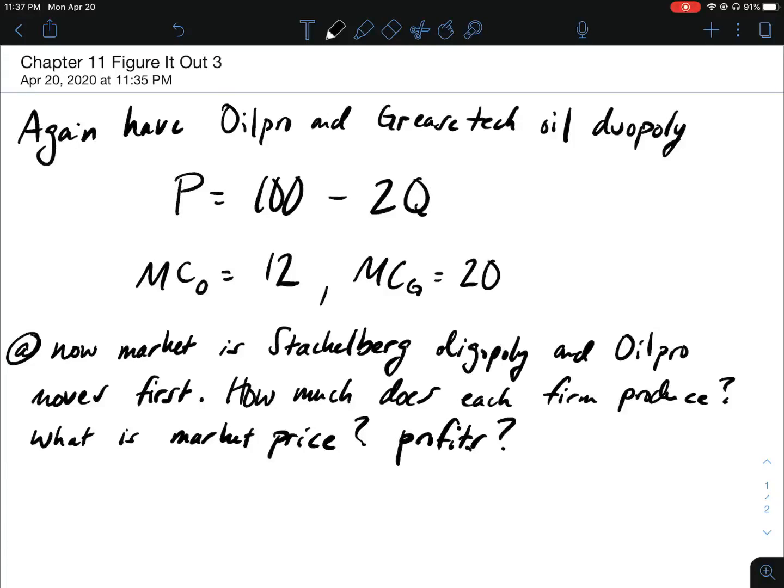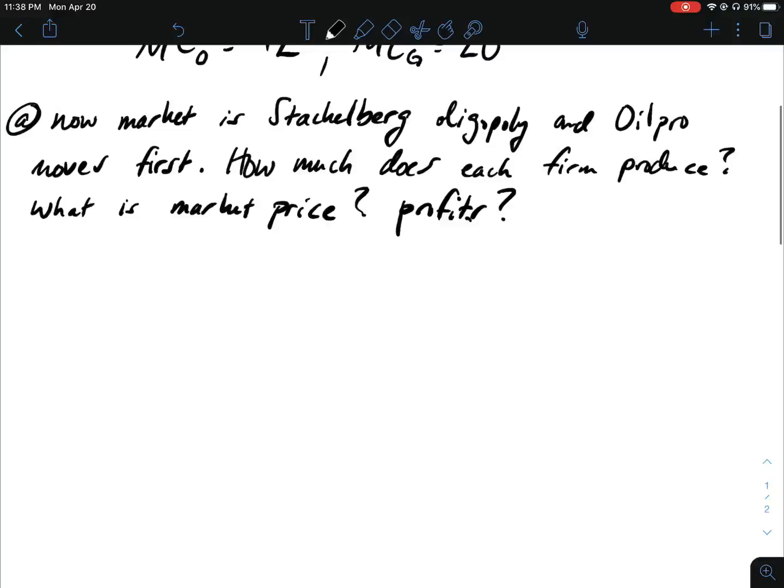So again, for this third example, we have Oil Pro and Gas Tech. They're an oil duopoly. They have an inverse demand curve of P equals 100 minus 2Q, and they have marginal costs of 12 and 20 respectively. Before, we assumed that they were operating as in a Cournot model. Now we're going to say that the market is a Stackelberg oligopoly and Oil Pro moves first. We're going to go through and find our production, price, and profits.